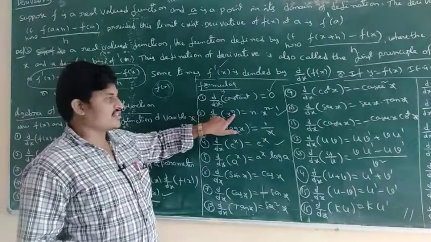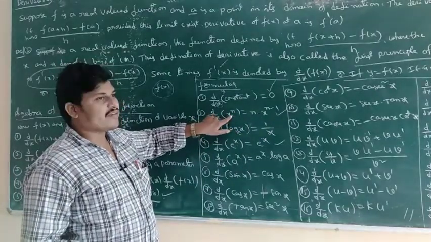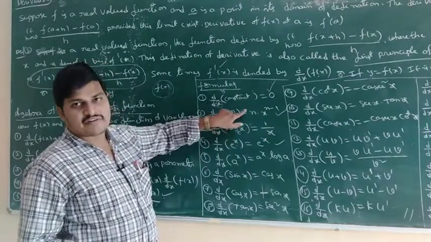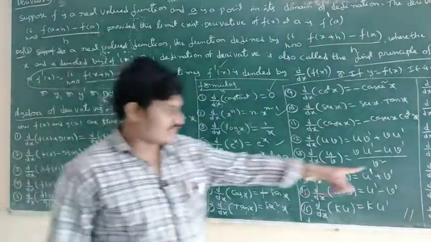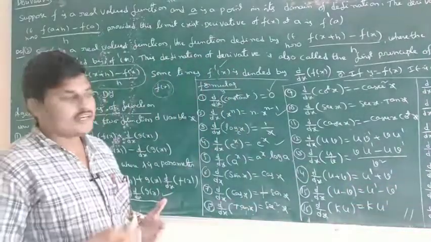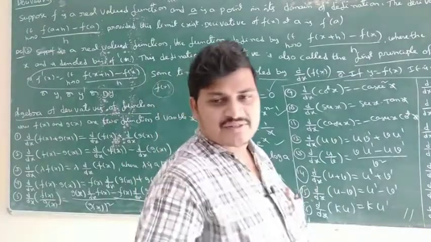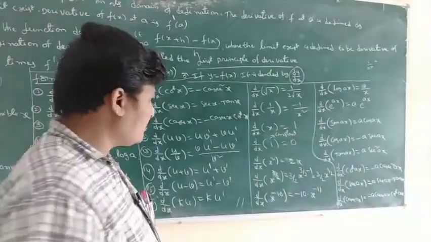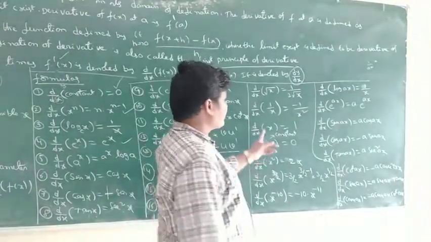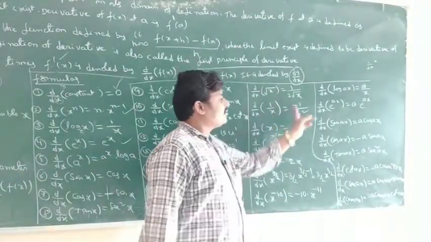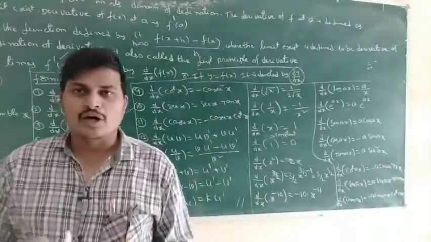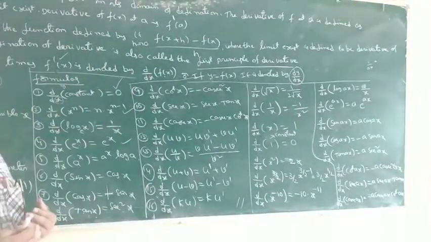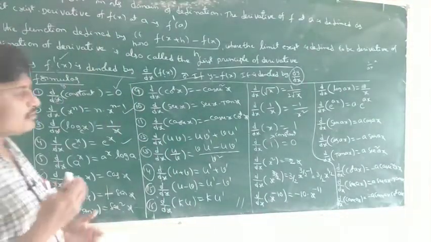In x power n, n is a constant. How do we find the derivative of x square, or x power 10? This is also of this type. The derivative of x square is equal to 2x. The derivative of x is equal to 1. The derivative of 1 by x is equal to minus 1 by x square. How this comes, I will explain tomorrow.